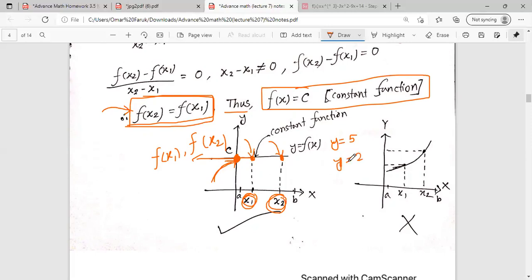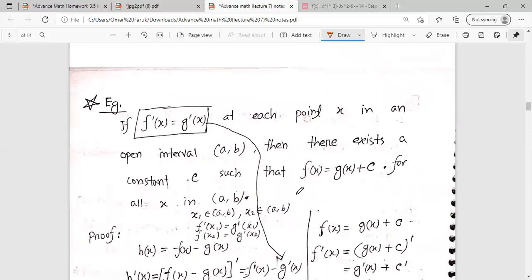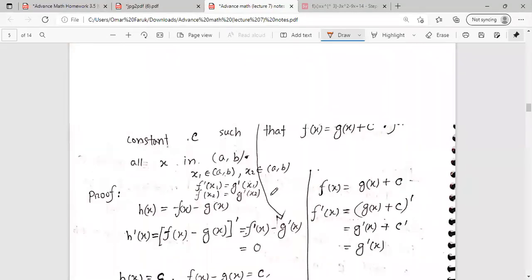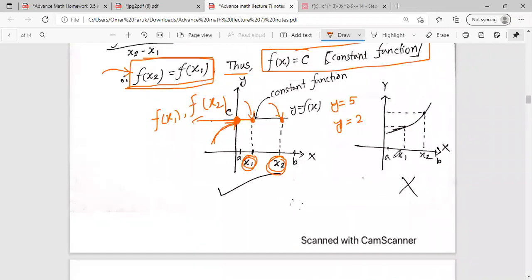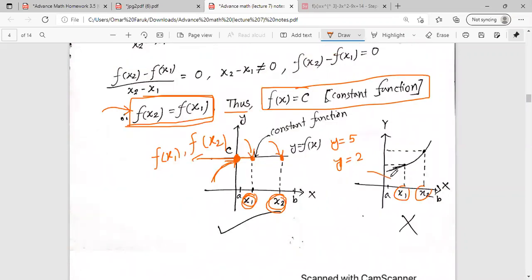And f(x1) and f(x2). And this function is not a constant function, okay? Because you can see the function value is different. For x1, f(x1) is here. For x2, f(x2) is here. So that's why it is not a constant function.